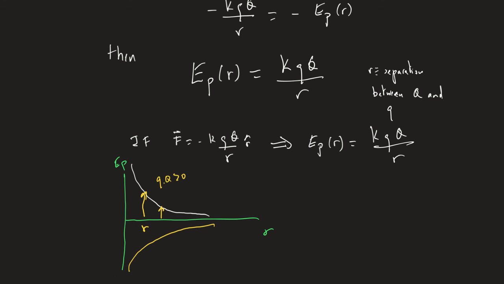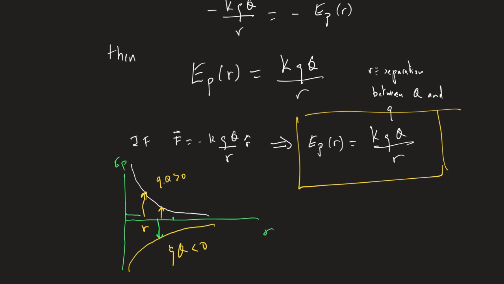Now, if Q multiplied by q is negative, this function, the potential energy, is represented by the graph that I have drawn here. This graph says that at any point, let's say this point, the potential energy is like this. When you increase r, the Ep increases. So these are the features that you have to see clearly for the potential energy.